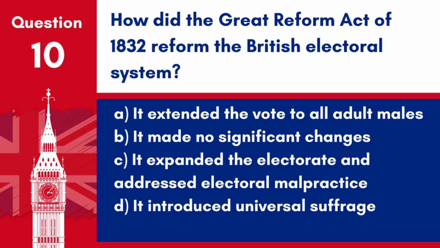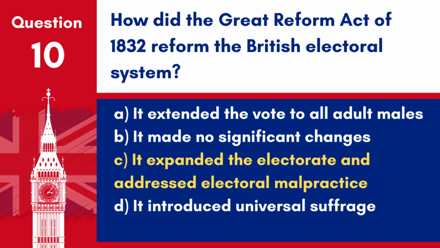A. It extended the vote to all adult males. B. It made no significant changes. C. It expanded the electorate and addressed electoral malpractice. D. It introduced universal suffrage. Answer: C. It expanded the electorate and addressed electoral malpractice.